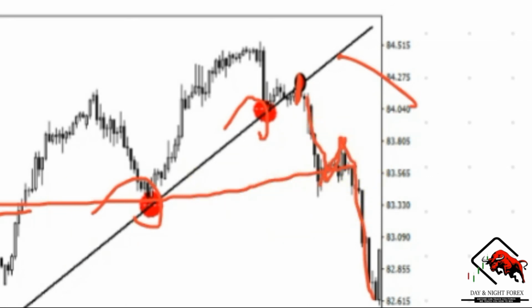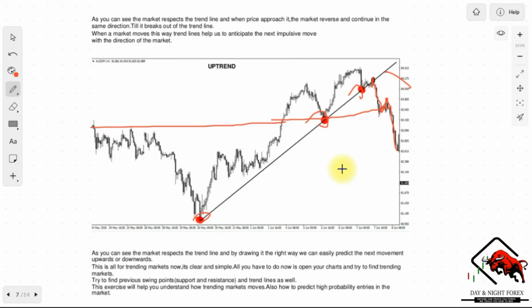But if you have your horizontal lines as well, you'll understand that there's a potential the market can come back and retest this level over here instead of coming back all the way here, right, and then continue the downtrend. That's why we put it all together and don't just take trades based on a single price action plan. As you can see in this market, the market respects the trend line, and by drawing it right away, you can easily predict the next movement, upwards or downwards.